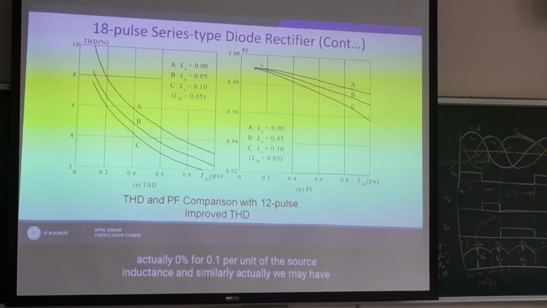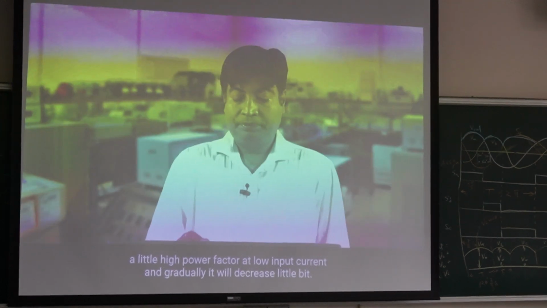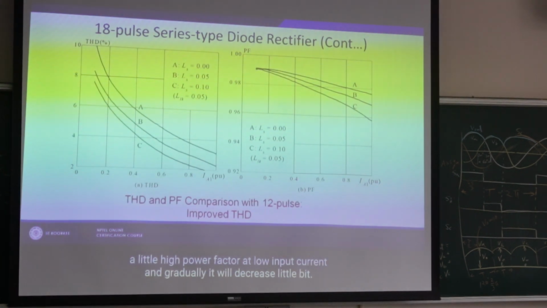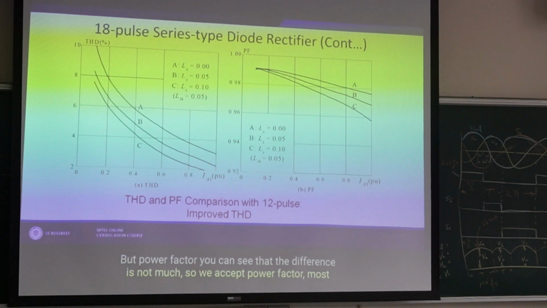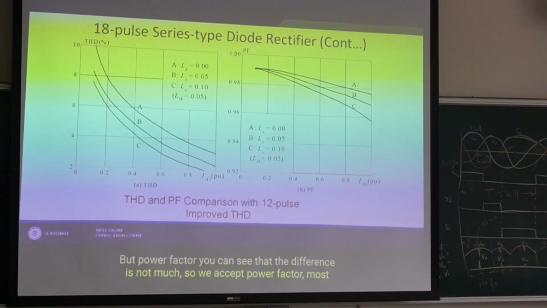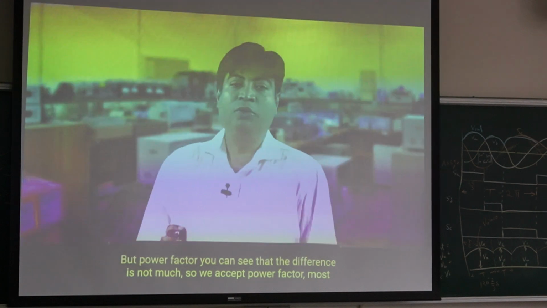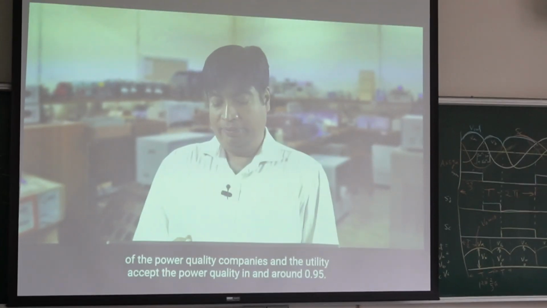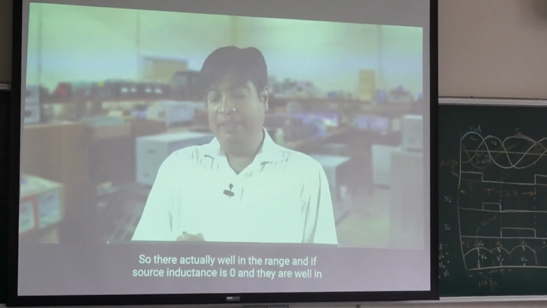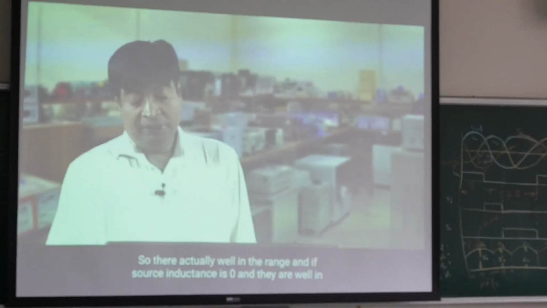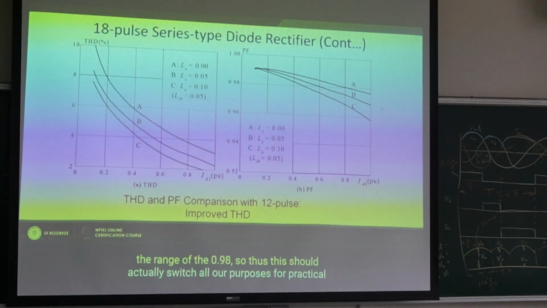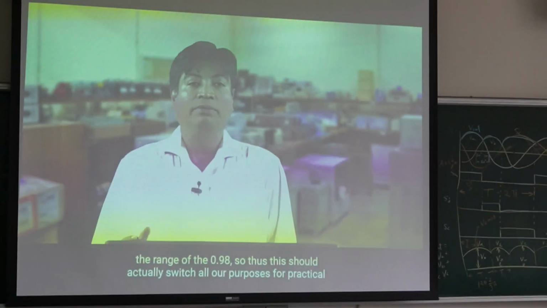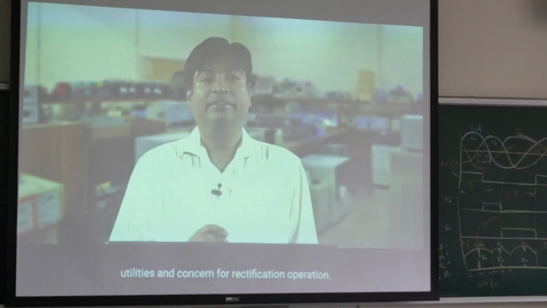So we call it power factor correction. The power factor is low at low input current, and gradually it will decrease a little bit. But you can see that the difference in power factor is not much. Most power quality companies and utilities accept a power factor in and around 0.95. So they are well in the range, and with source impedance of 0, they are well in the range of 0.98. So this suits all our purposes for practical utilities as far as rectification operation is concerned.